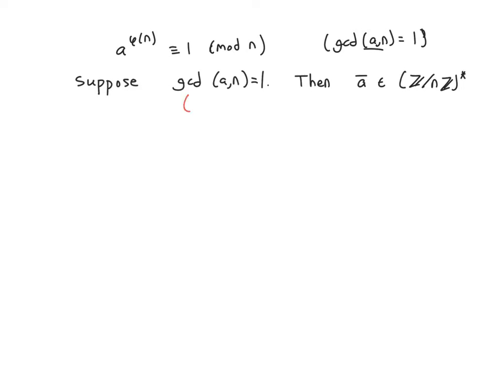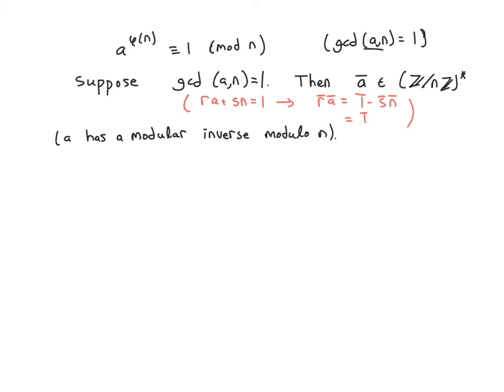In case you need the reminder of why, it's because in this case you can write 1 as an integer linear combination of a and n, which immediately tells you that if you multiply by r, you're going to get 1 minus a multiple of n, but in modular arithmetic, n is 0. So a has a multiplicative inverse modulo n. And sometimes we say that a has a modular inverse. So congratulations, this element is invertible. It lies in this group. This group is finite.